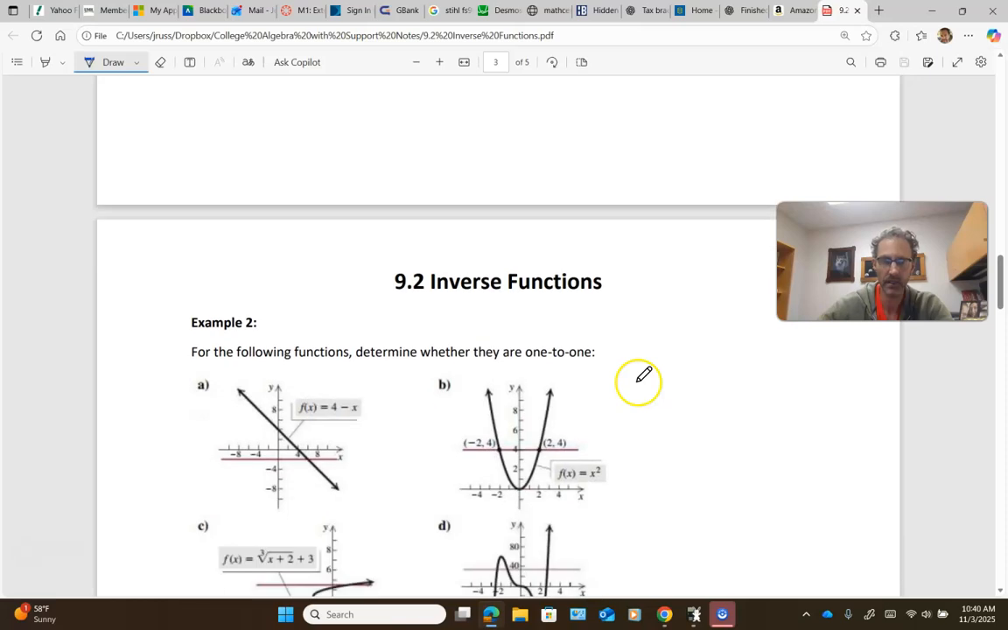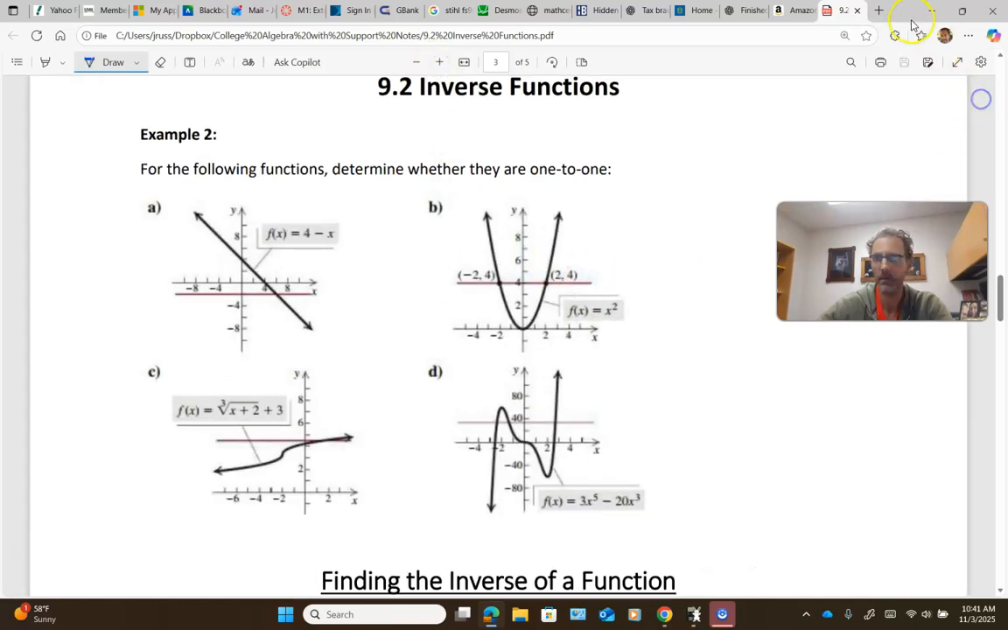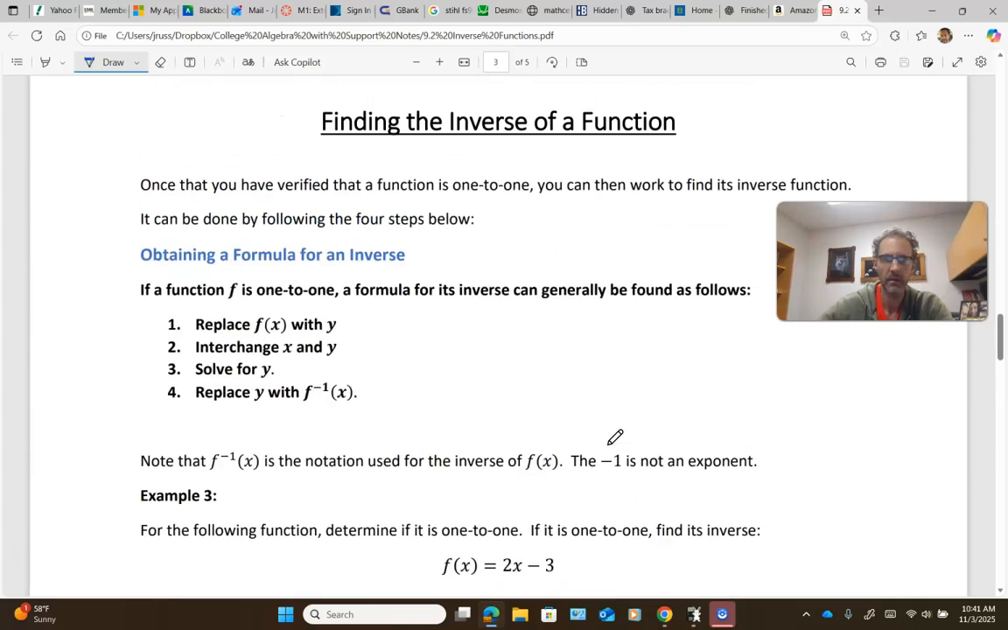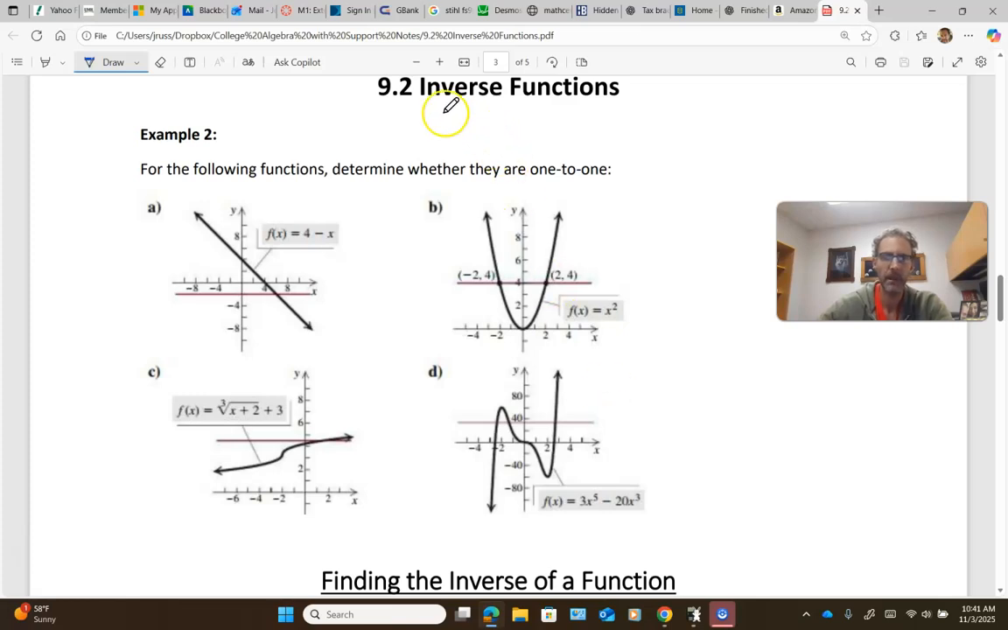So let's look at some examples here. Actually, this may be a good stopping point for part 1 video. So for the following functions, determine whether they are one-to-one. Okay, so look at A. A is just this linear function, 4 minus x, or negative x plus 4, however you want to think about it. So here's its graph.